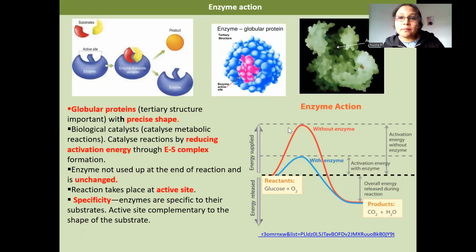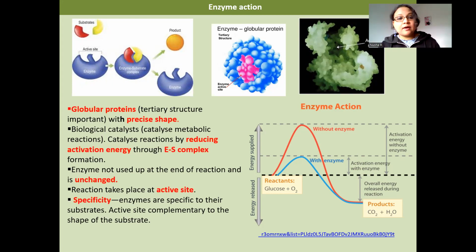A quick recap. In this chapter on enzymes, we have to remember that enzymes are proteins, and remember there are different levels of organization of the protein: primary structure, secondary, tertiary, and quaternary structure. Enzymes are globular proteins, and remember, with globular proteins, tertiary structure is very important.